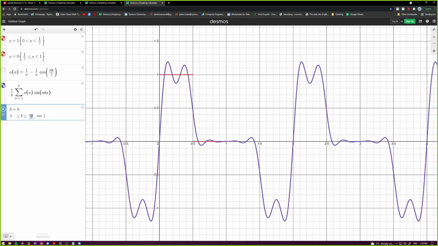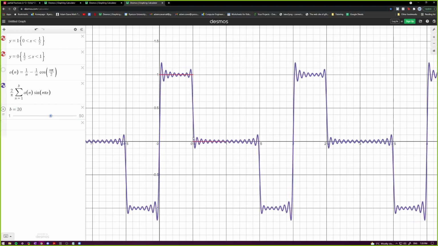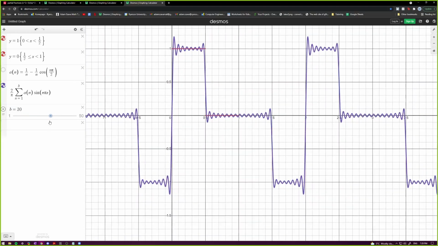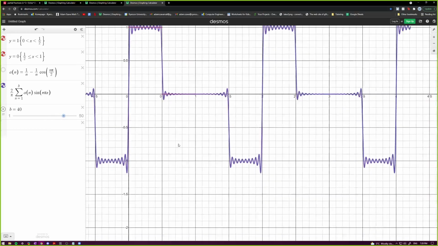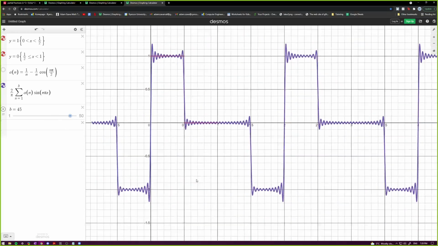Let me be a little risky. Let's see how high I can go. I don't want to crash anything, but let's say I go 50. Am I lagging? No, not lagging. Go to 30, see what's going on. 40. No problems. Okay, there we go.